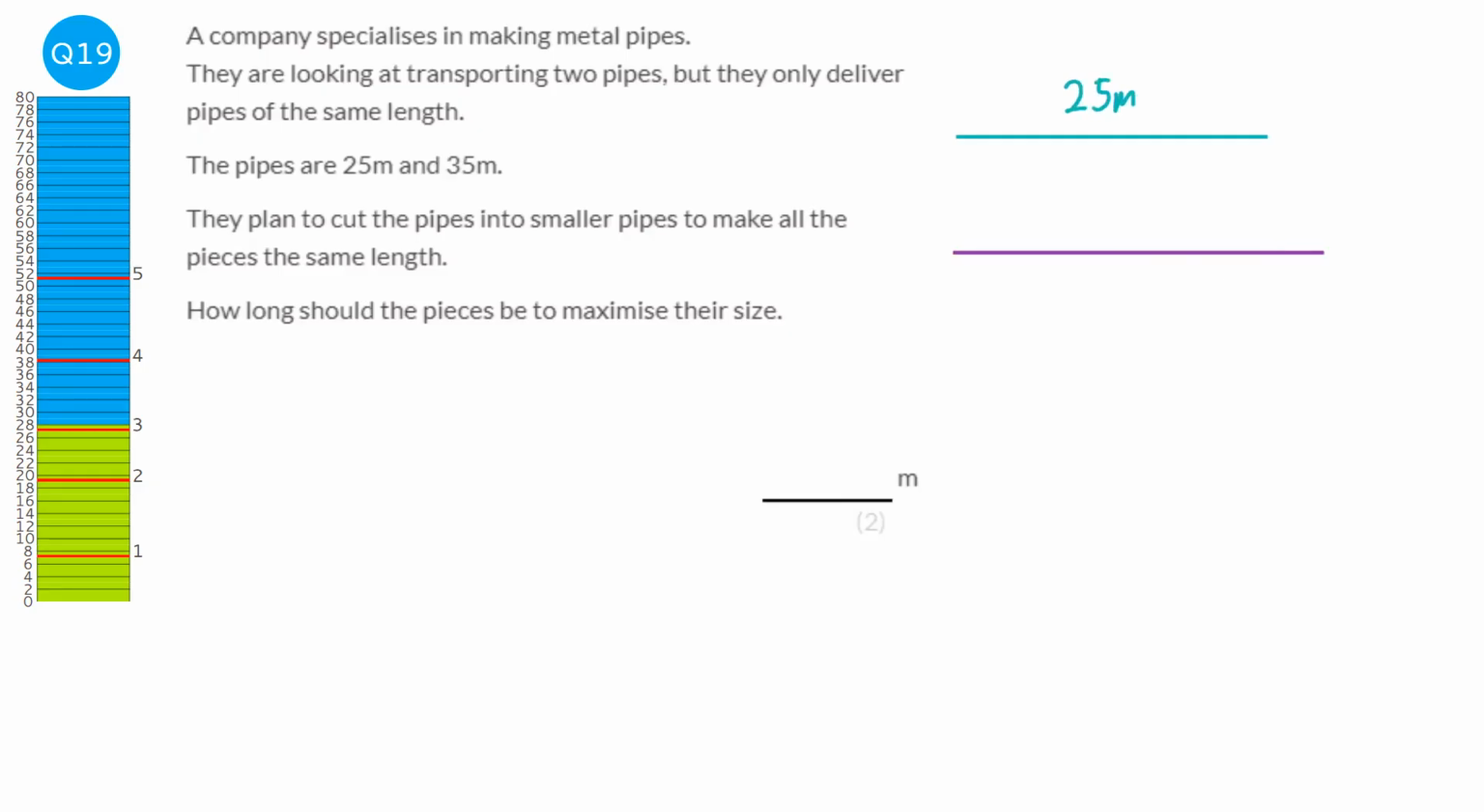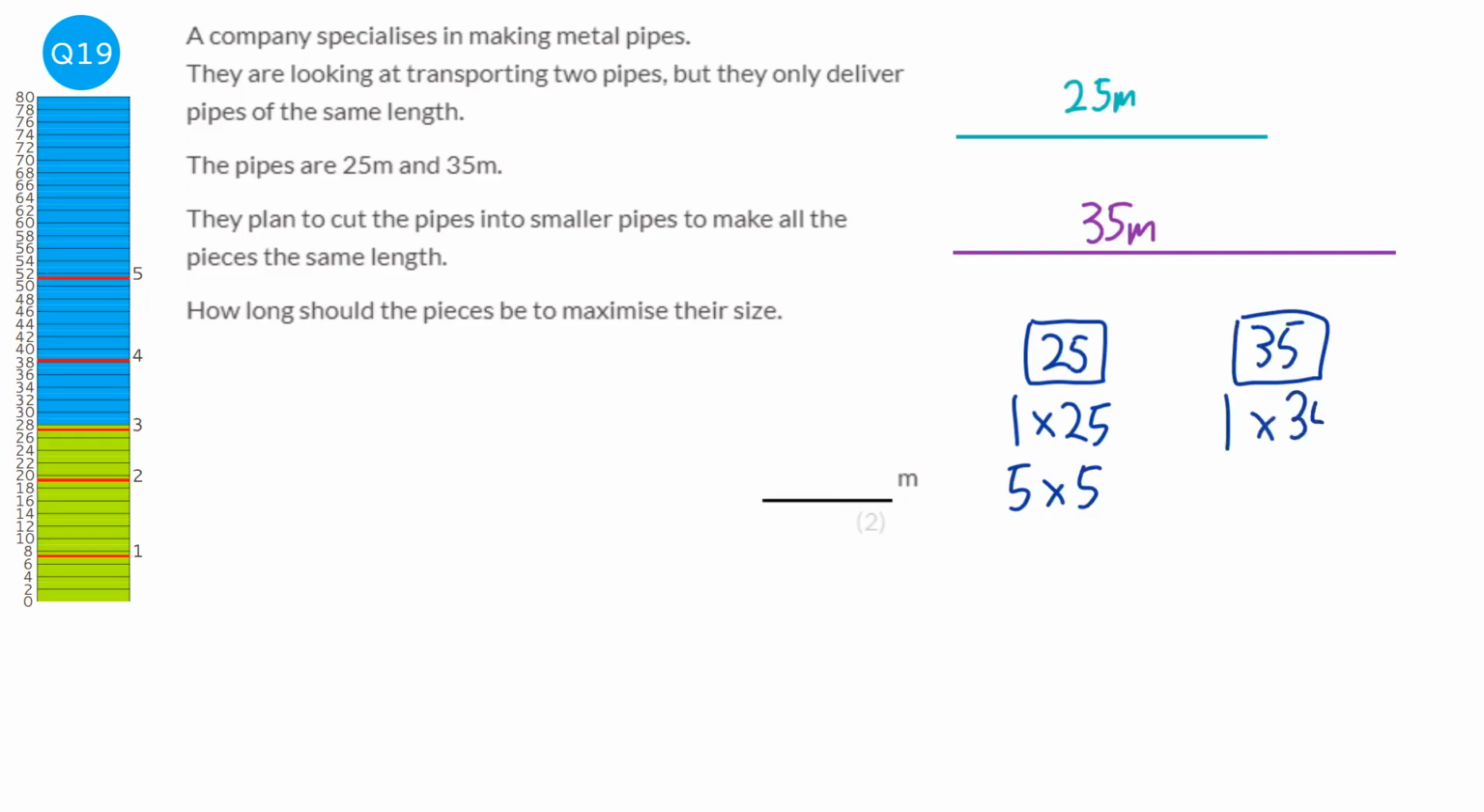So if we imagine we've got the 25 meter pipe here, and we've got the 35 meter pipe here. The question's basically asking us, what can we cut all these pipes into, and they all have to be the same length, that will fit with the 25 meter and the 35 meter. And essentially what this question's asking is, what is the highest common factor of 25 and 35? So to find the highest common factor, what we do is we just find the factors of 25, which is 1, 25, and 5, and 5, and the factors of 35, which will be 1 and 35, and 5 and 7. And the highest common factor is the highest number in both lists, so it's 5. So what we can do is we can cut all of these pipes into 5 meter pipes.